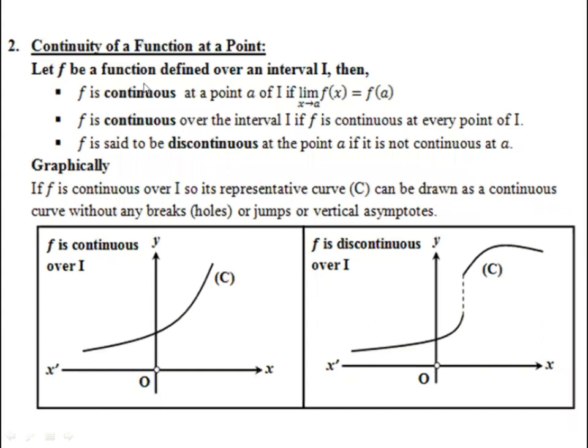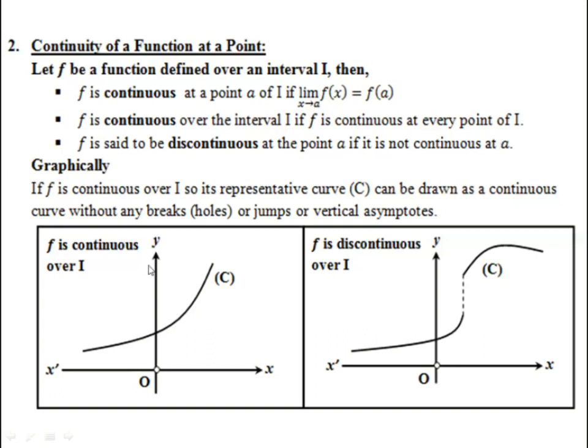2. Continuity of a function at a point. Let f be a function defined over an interval I. Then we say that f is continuous at the point a, where a belongs to I, if the limit as x tends to a of f of x equals f of a. We say that f is continuous over the interval I if f is continuous at every point of I. f is said to be discontinuous at the point a if it is not continuous at a.